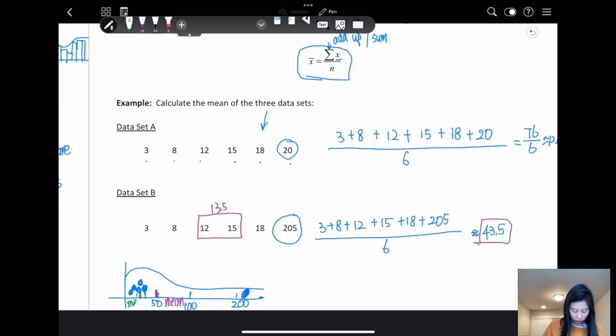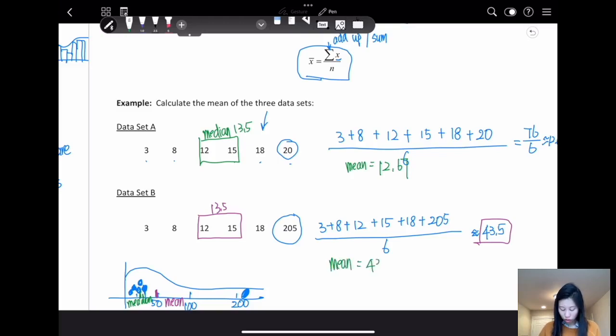This is going to be our median. Okay, so now let's compare to dataset A. So dataset A, we have the median is what? This data is already sorted from the smallest to the largest. So the median is going to be the same as 13.5. But what about the mean? Well, the mean equals 12.67, whereas for dataset B, the mean equals 14.35.